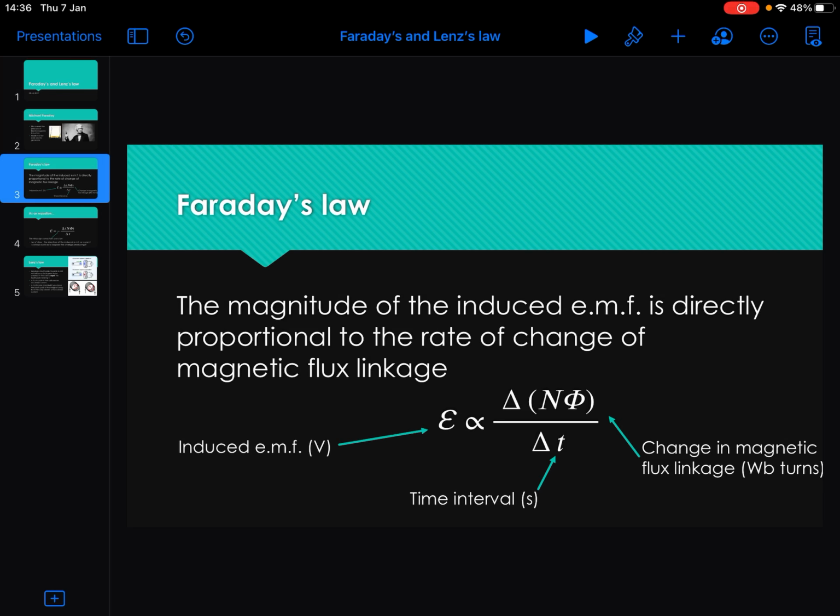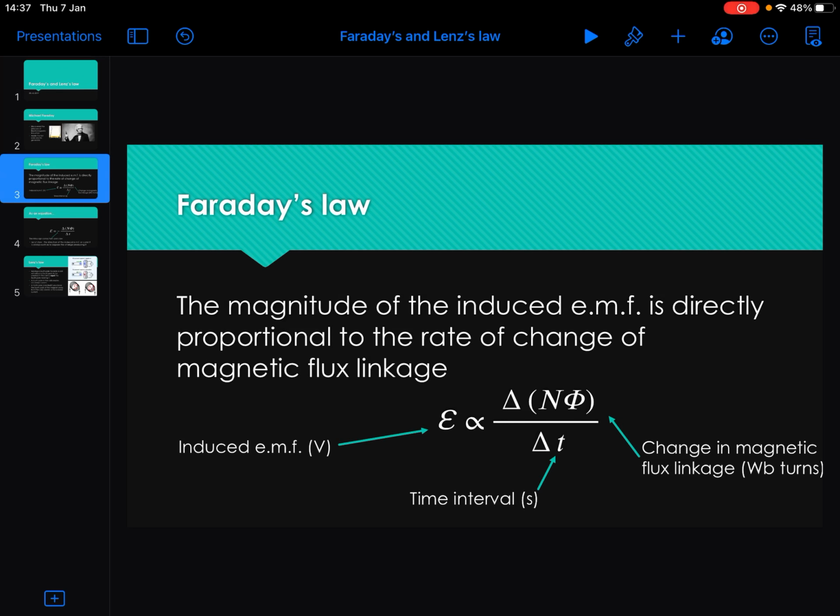So this bit at the bottom is not an equation because you'll notice there isn't an equal symbol. However, there is a directly proportional to. So on the left you've got EMF, and it says it's directly proportional to the change in magnetic flux linkage over the change in time. So the faster you change it, the more EMF you produce.